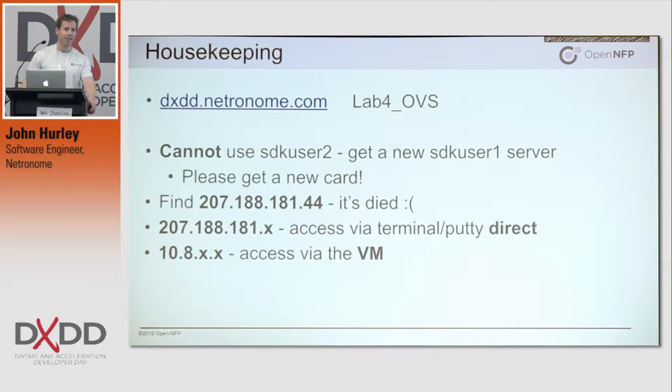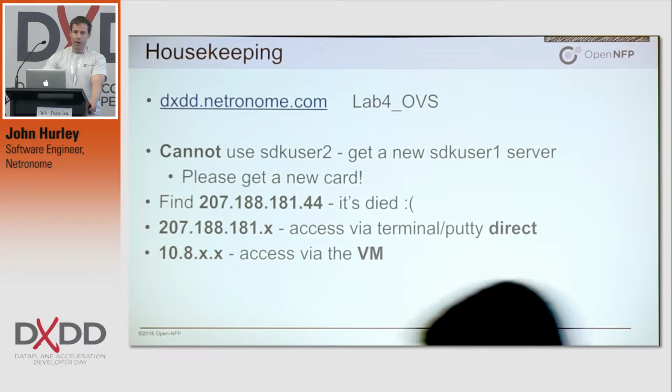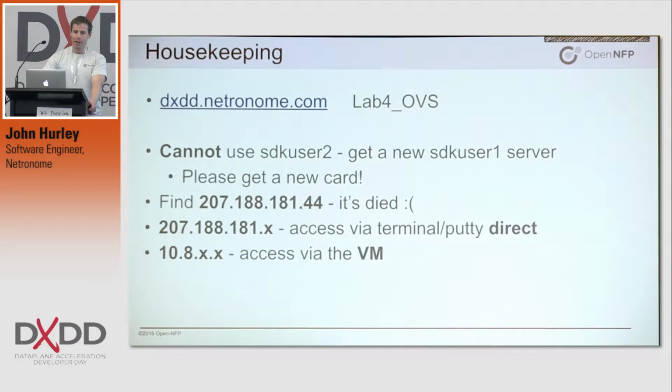So, the important slide, a few changes from the first lab here for anyone who wants to do it. Before I start, if you go to the same URL, you can download the lab book for this under Lab 4 OVS. But we are going to have to change some of your server login cards. First of all, anyone who has SDK user 2, you can't use it for this lab. So please see one of the Netronome guys, and we will give you an SDK user 1 card. If you have an SDK user 2 card, do not try and log in under SDK user 1, because someone else will be using that and things will get crazy.